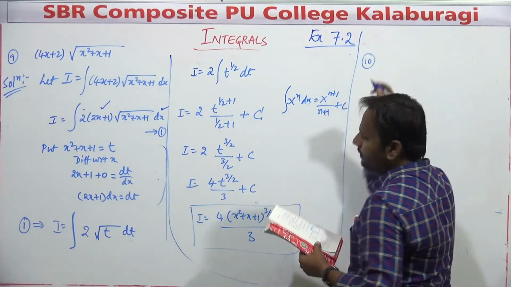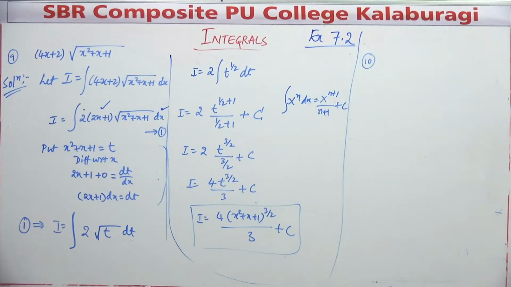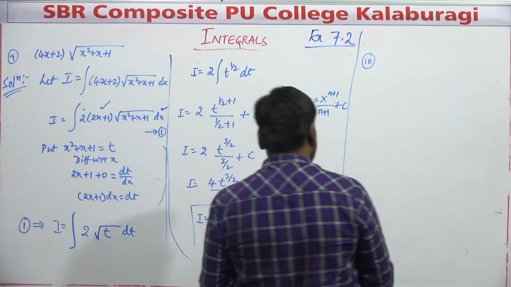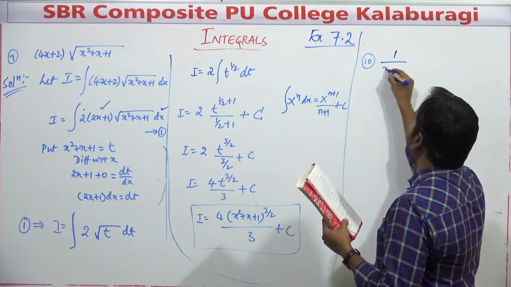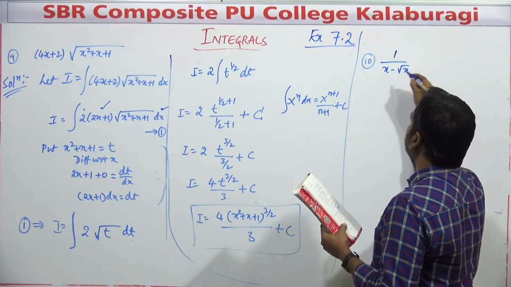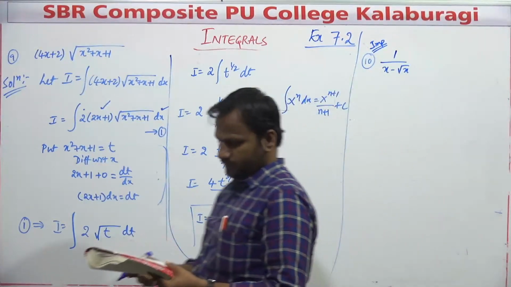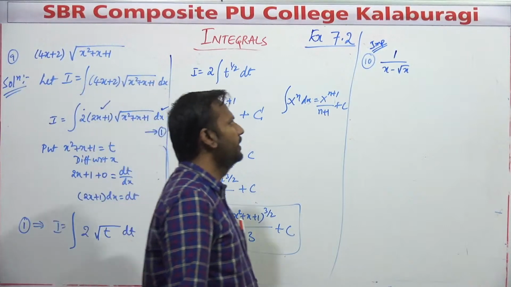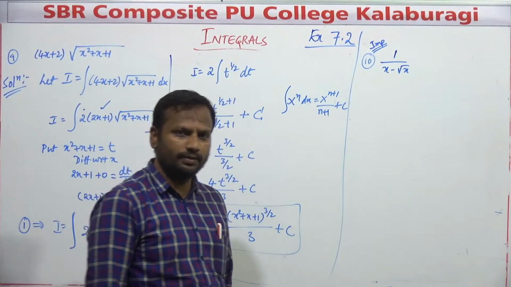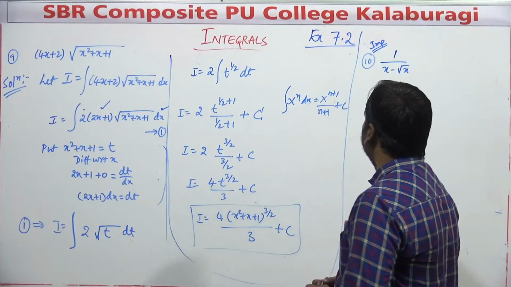Our 10th one, students, important one. Important one here, 10th one: 1 by x minus root x. A little bit different one.